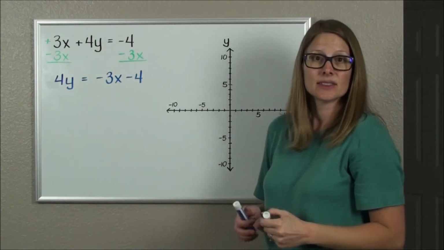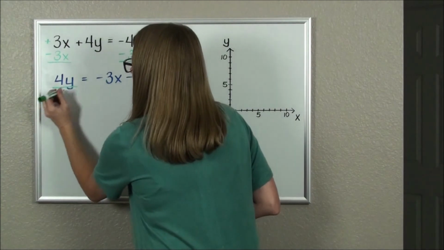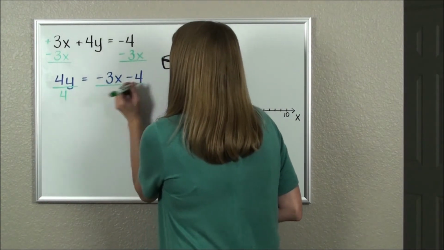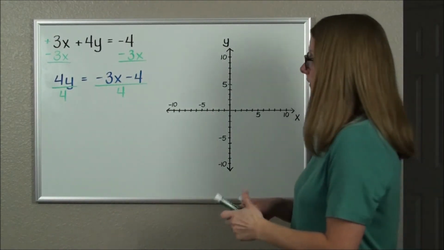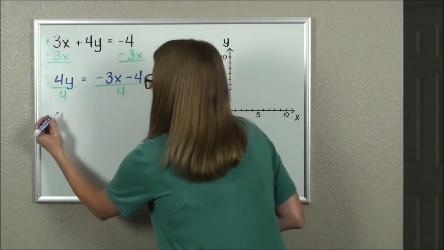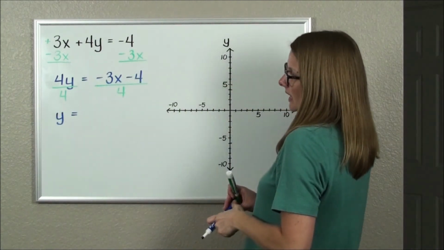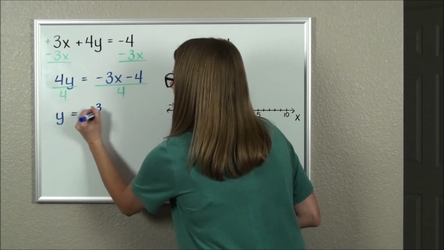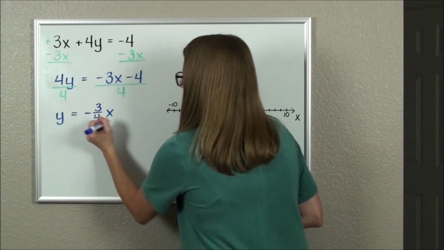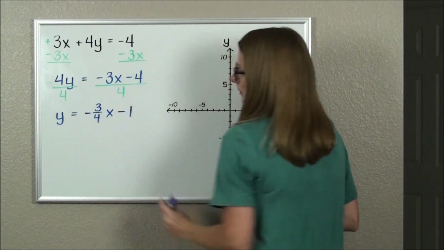So now to isolate the y, we'll detach the 4 using division. And remember, we have to do the same thing to every term on both sides, whether it's convenient or not. So 4y divided by 4 is just y. And then on the right side, negative 3x divided by 4, I'll go ahead and write my fraction, negative 3/4 x. And then negative 4 divided by 4 is negative 1.